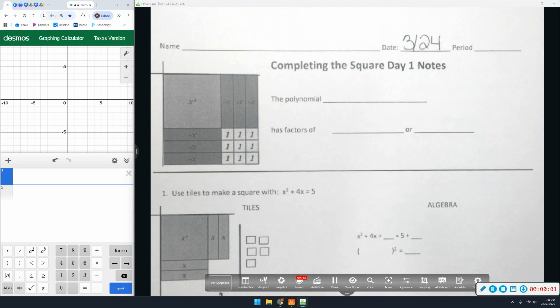What do you know about squares? 4 sides. What about the 4 sides? They're equal. Okay, so if we're completing the square, it's because both sides are equal. The length and the width are equal, yes?